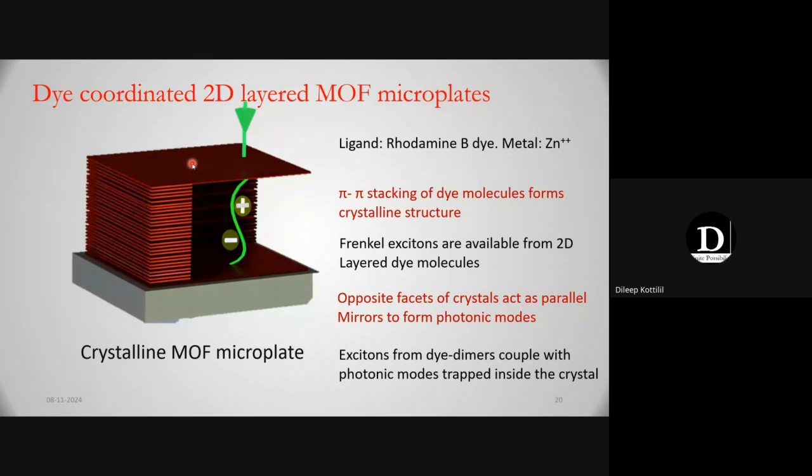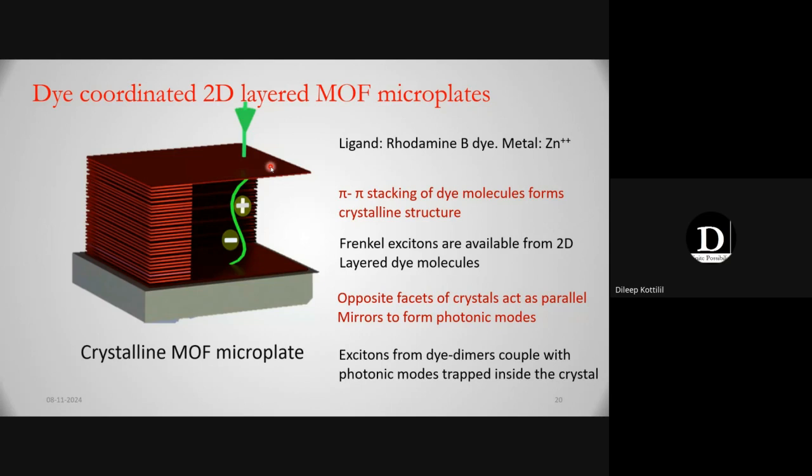Each single crystal of this microplate inherently is a Fabry-Perot cavity, because we have a refractive index contrast across this boundary here and here. So because of this refractive index contrast, these two facets can act as a mirror. Not a very good Fabry-Perot cavity, because the quality factor is going to be very low. It's in the order of tens or hundreds, but that is enough.